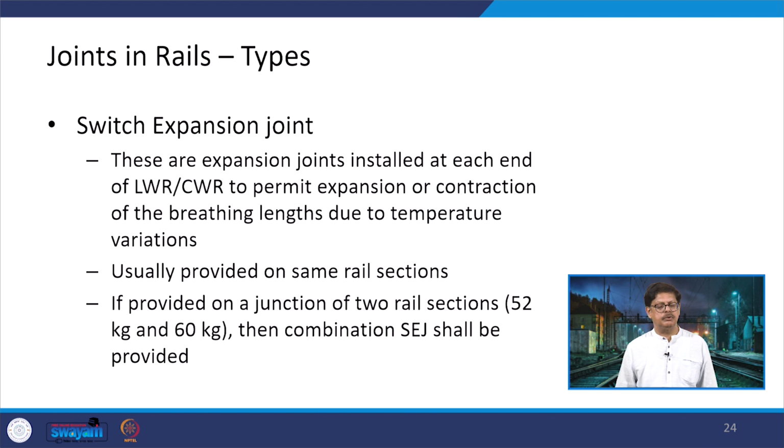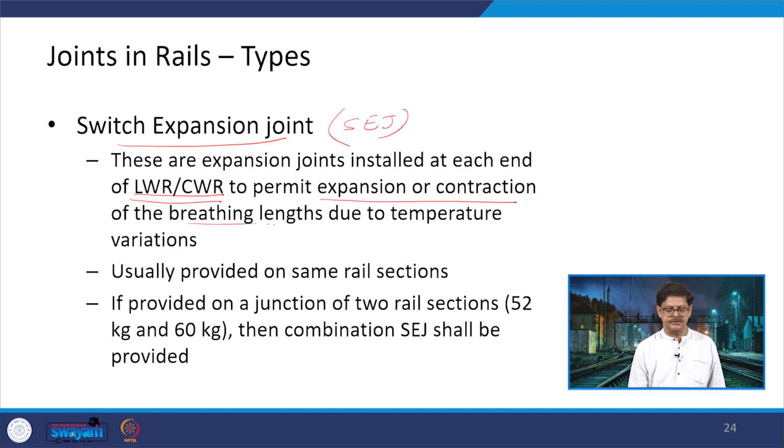Now, let us talk about another specific one. This is a switch expansion joint. In short, it is defined as SEJ. Now, these are the expansion joints which are installed at each end of the long welded rail or the continuously welded rail, and they permit the expansion and contraction of the breathing lengths due to temperature variation. So, when the temperature variation is there, there can be an expansion, there can be a contraction.